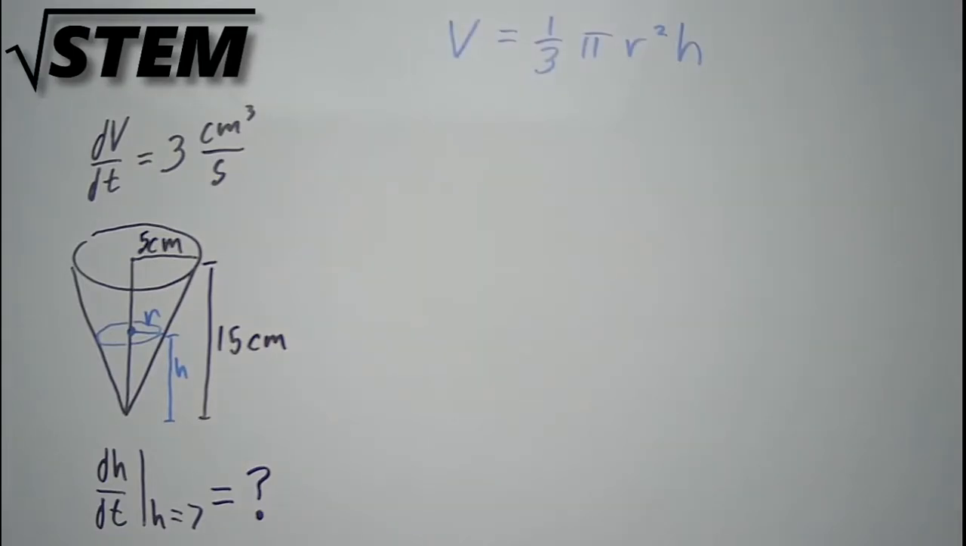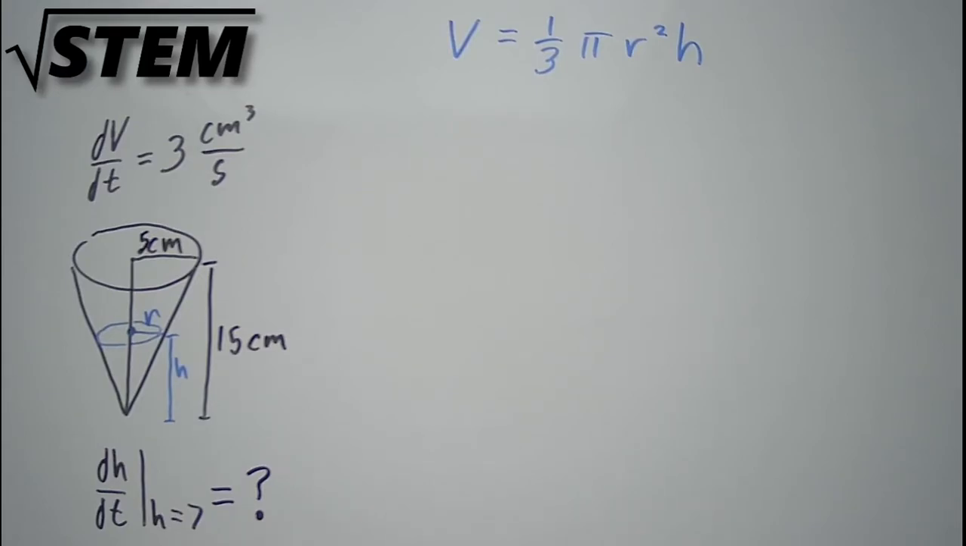To start, let's look at the formula for the volume of a cone. Notice that as you pour water in, it forms the shape of a smaller cone at the bottom of the larger cone. The volume of this cone of water is equal to 1/3 pi r squared times h, where h is the height from the bottom that the water has reached, and r is the radius of this water cone. The derivative of this formula is our derivative dV/dt, that is equal to 3 cubic centimeters per second.